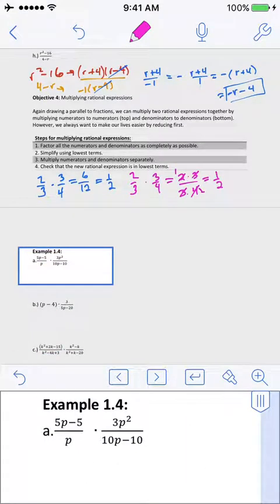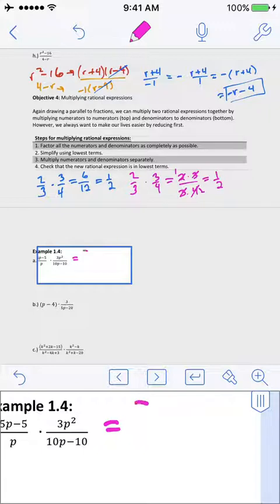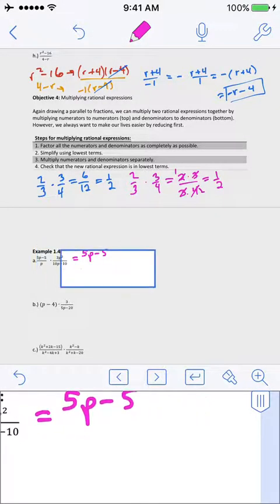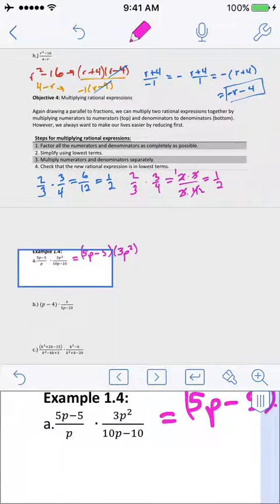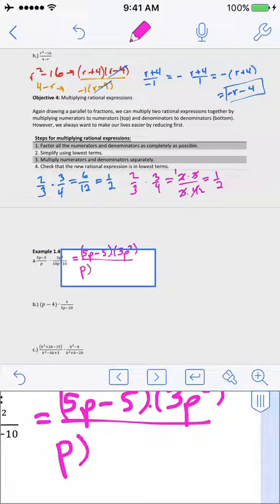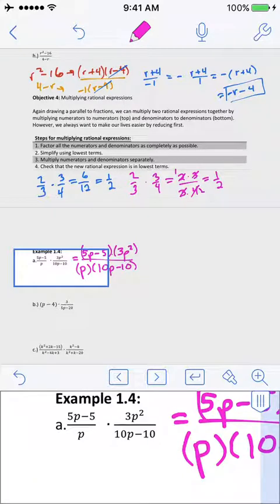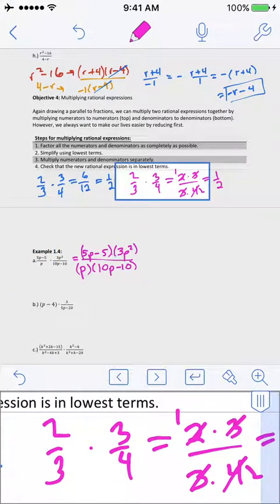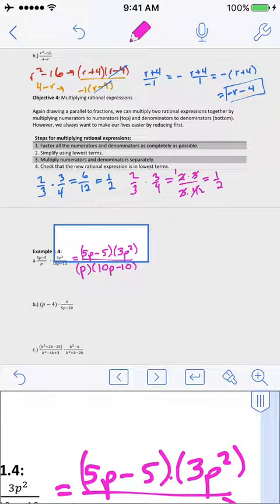So let's just dive in. Let's dive into example 1. Example A. I've got these two rational expressions. I'm going to rewrite them as (5p minus 5) times (3p squared), so I'm going to put some parentheses around it, over p times (10p minus 10). Okay, so I've done what I've done in this pink example back up here. I've put them over one giant fraction, right? Because that's all I did. It's just multiplying. Multiply the tops, multiply the bottoms. Why not do that within one fraction instead of two fractions, okay?